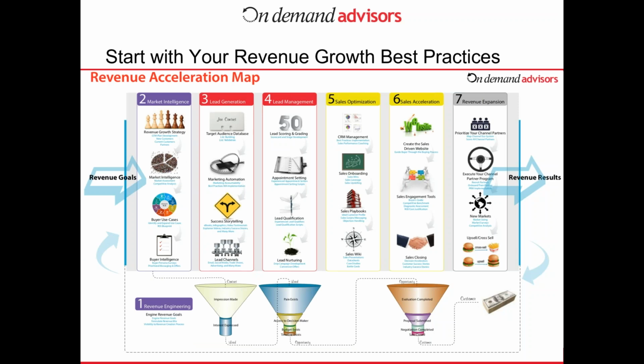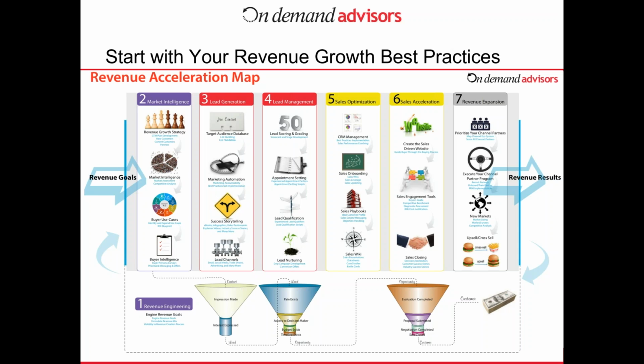So this is the revenue acceleration map, and we'll be sending a copy to each of you that are joining us today. And you can see that there are 7 areas on here. The first one is revenue engineering, and we're going to cover an example in just a moment. The second is around strategy and having the strategic insight into your target audience, into your buyer.